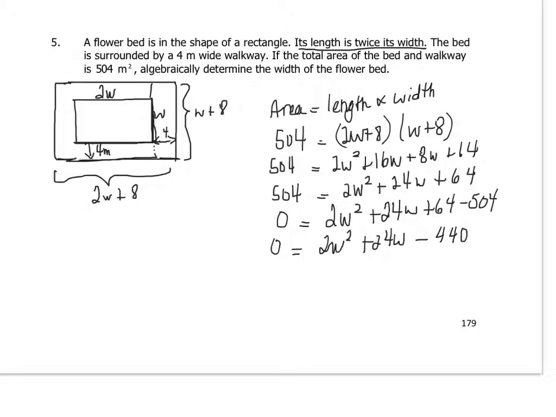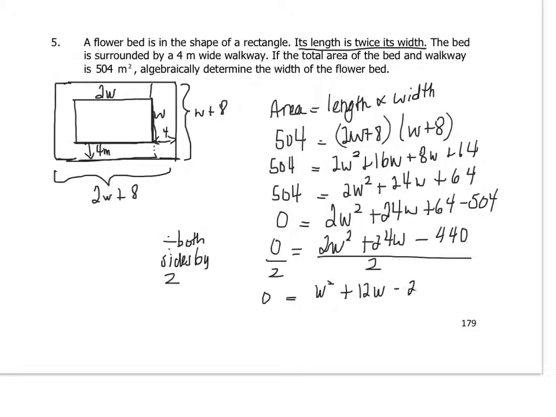Now one thing you can do when you're solving is you can divide both sides by a constant. Only do this when you're solving, to make the numbers a little smaller to work with in your quadratic formula. So you can only do that when you're solving. Divide both sides by 2, and that gives you 0 equals w squared plus 12w minus 220.